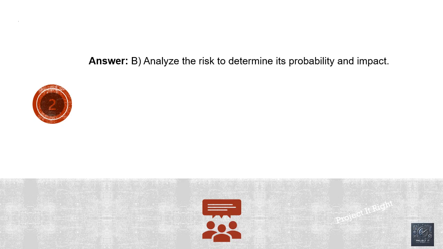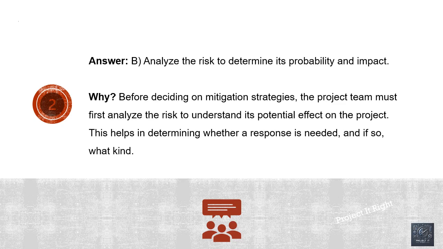Answer: B. Analyze the risk to determine its probability and impact. Before deciding on mitigation strategies, the project team must first analyze the risk to understand its potential effect on the project. This helps in determining whether a response is needed, and if so, what kind.